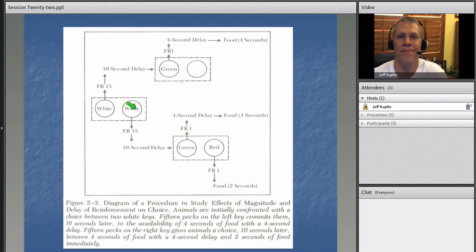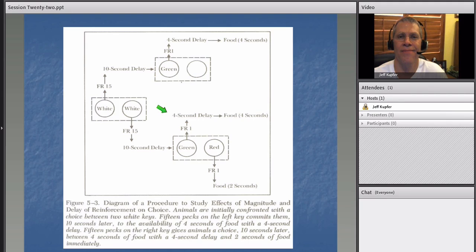All right. So let me walk you through this to show you what's going to happen here. Here's the chamber and two white keys are lit. The pigeon pecks the key. Either one will make the chamber go dark. And here's option one and option two. Option two is the one that was at the very top there. Option two is just peck the green key, 4 seconds of food, but there's a 4-second delay. Okay? So you get more food, but there's a delay.